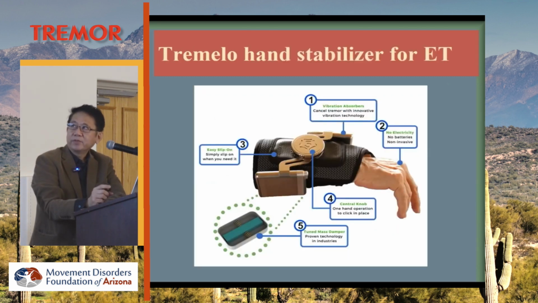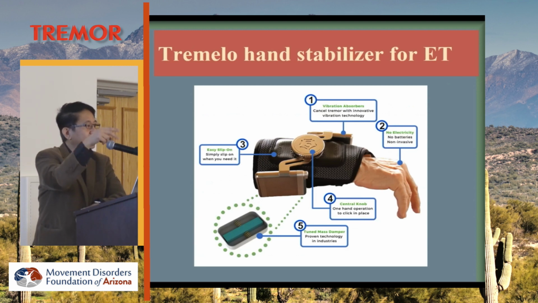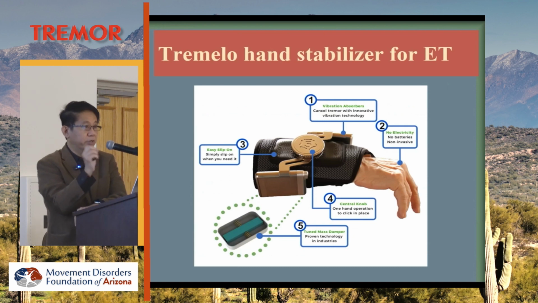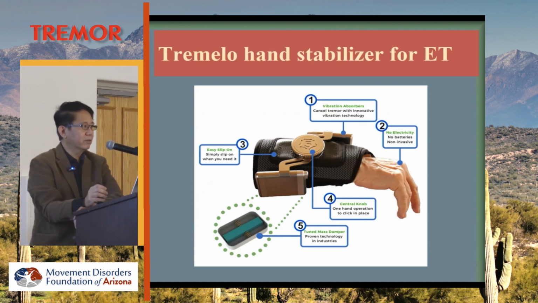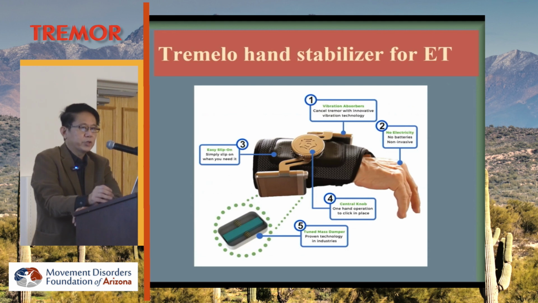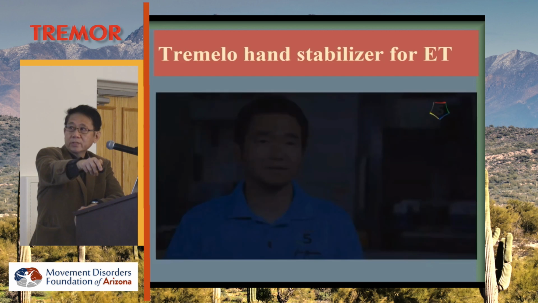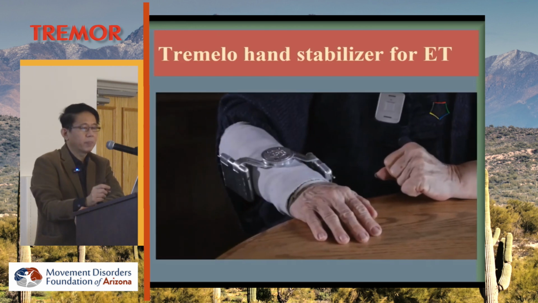And then there's another device called the Tremelo, and this is also available for purchase, whereas the Cala needs a prescription for you to be able to purchase. So your doctor has to agree to that therapy and issue a prescription. This one you don't need a prescription for. You can literally buy this yourself, from the internet. So I'm going to show a video since it really speaks 1,000 words and very nicely describes it.